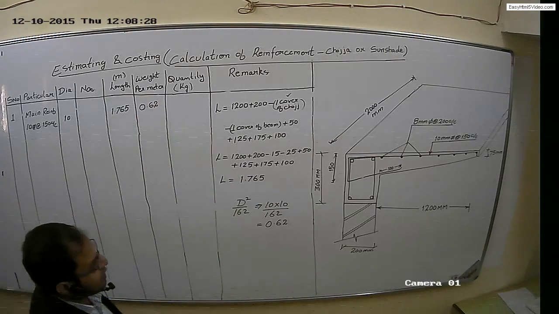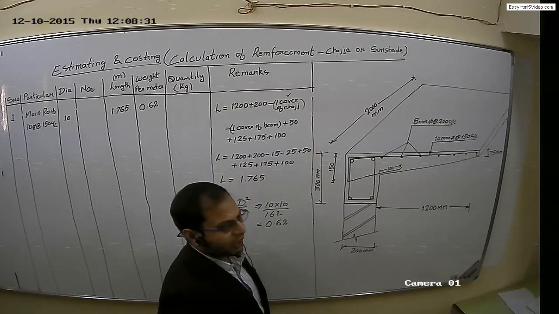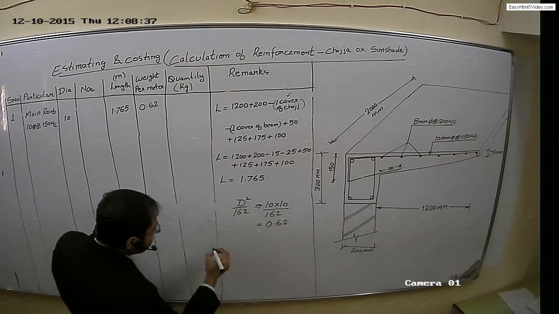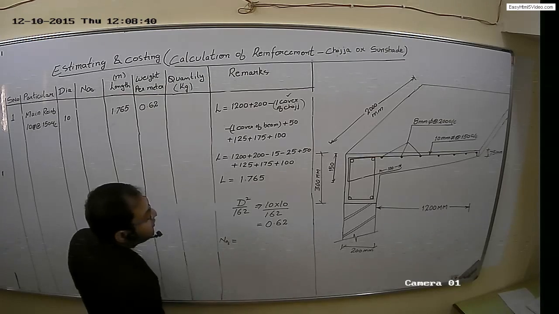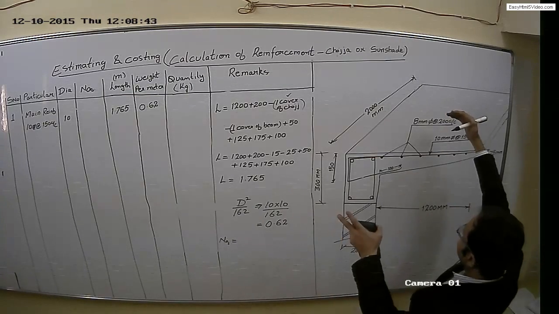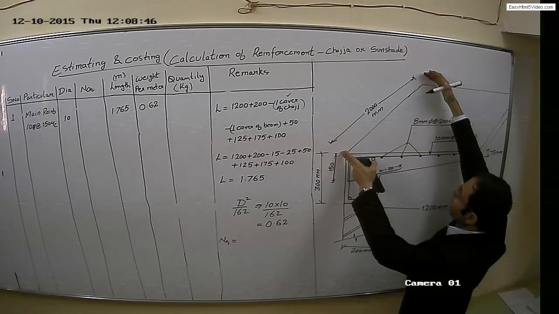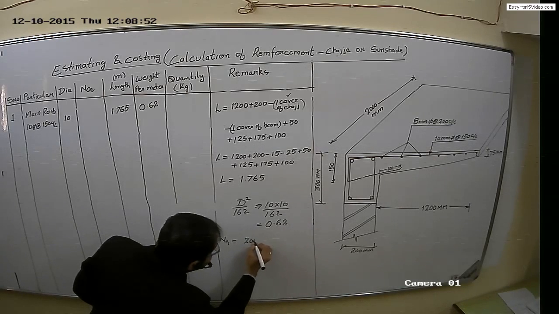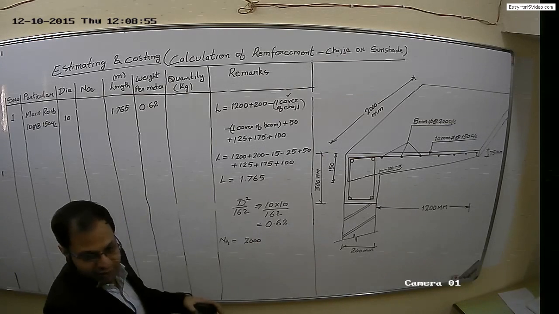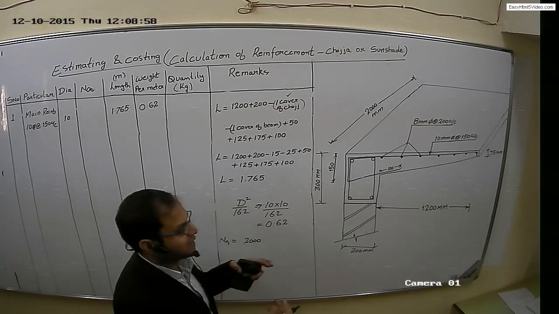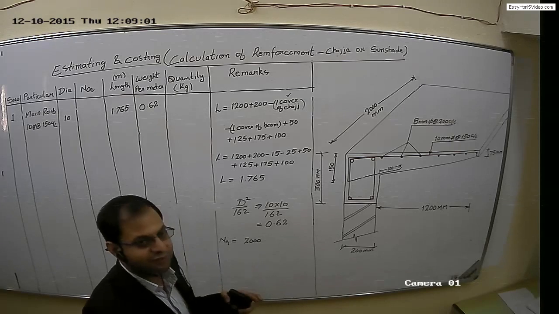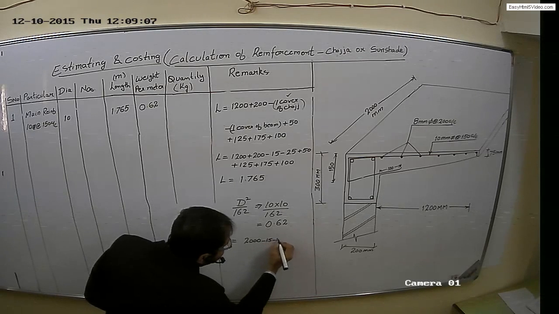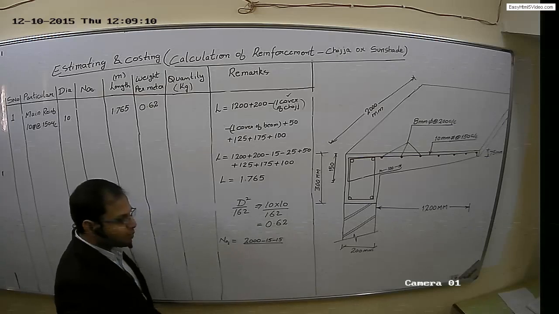Now how many numbers of bar are there in this particular Chajja? We are talking about main reinforcement, which is 10 mm dia at 150 mm. So numbers can be calculated by dividing the span with the spacing. Width of the Chajja is 2000 mm. Both the side will deduct the cover of 15 mm, since Chajja is a part of slab, or it is a slab of less thickness. So minus 15 and minus 15.